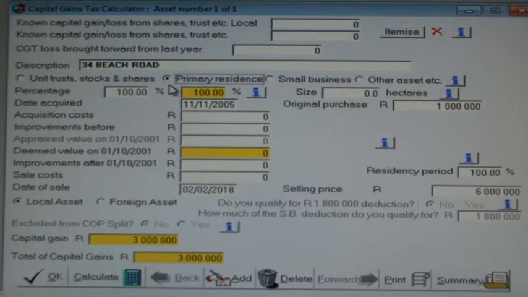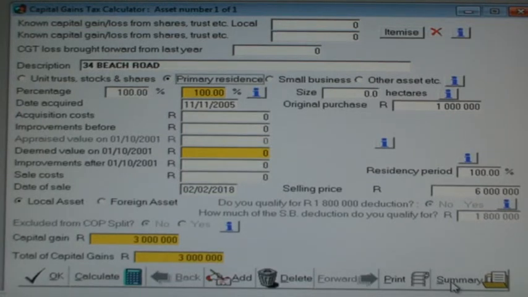Also, with a community of property primary residence, the exemption of 2 million rand applies to the profit on the property, and the remainder is split 50-50 between spouses who each qualify for a 40,000 rand annual exclusion. The primary residence exclusion is per property, however, and not per spouse married in community of property. This calculator will always use the taxpayer's marital status indicated on the personal details screen.